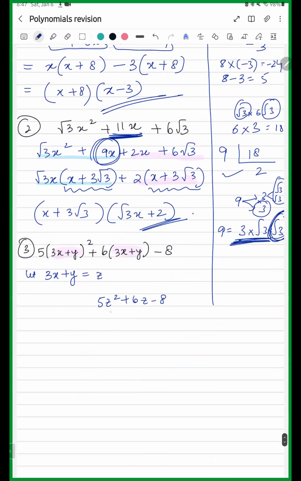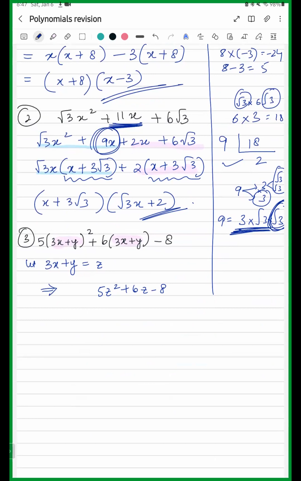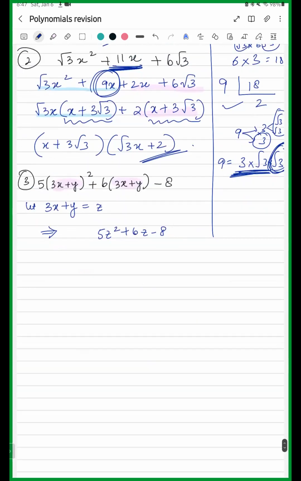So our equation, our polynomial, becomes this. Okay. Right now, we're just going to write it as z, and later on in the question, we have to replace it. We have to put it back as 3x plus y.